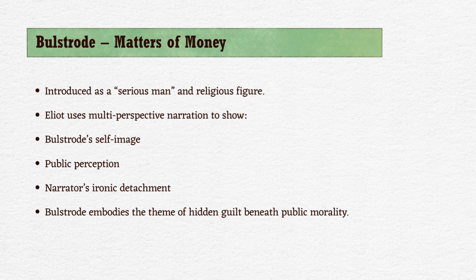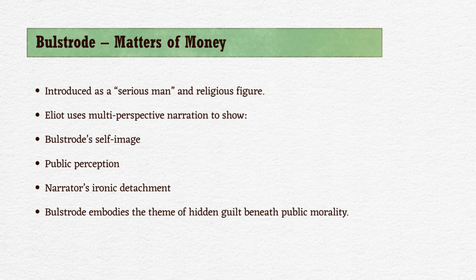Bulstrode is not just another character, he becomes a test case for Eliot's exploration of hypocrisy. He believes he is doing God's work, yet his wealth stems from morally dubious sources. Through multi-perspective narration, Eliot shows us how Bulstrode views himself, which is righteous, how others view him, which is morally austere, and how the narrator subtly exposes his self-deception.